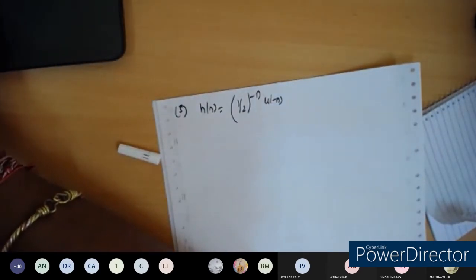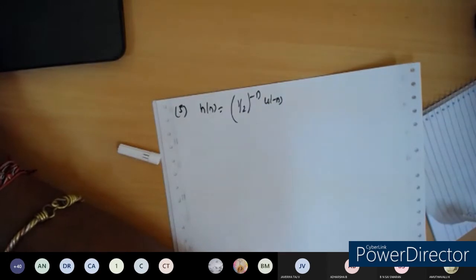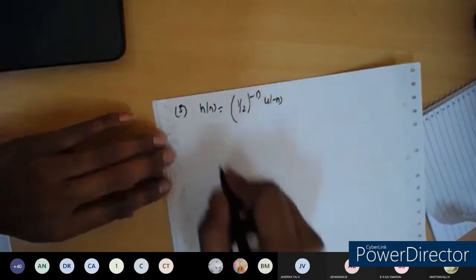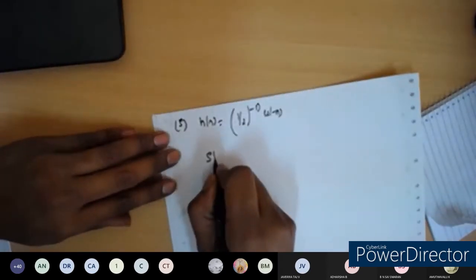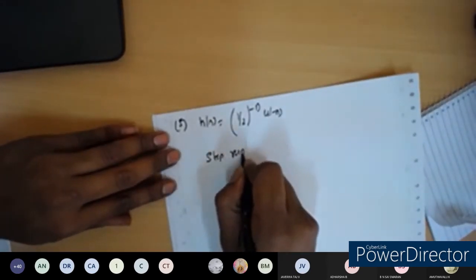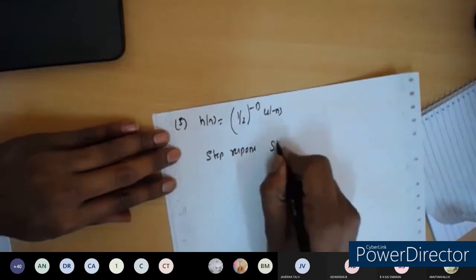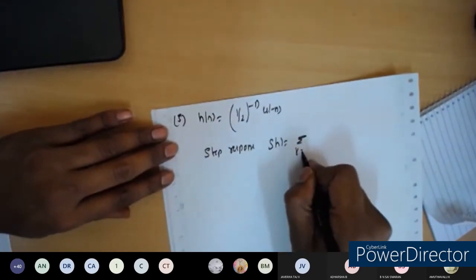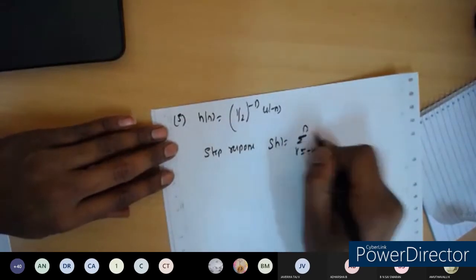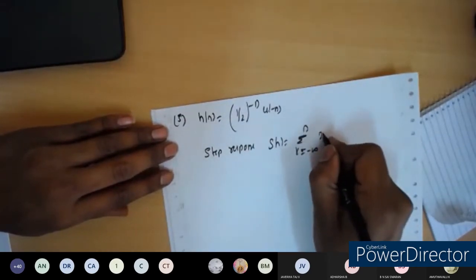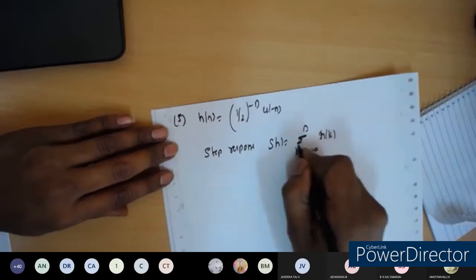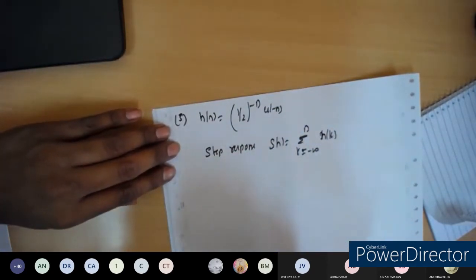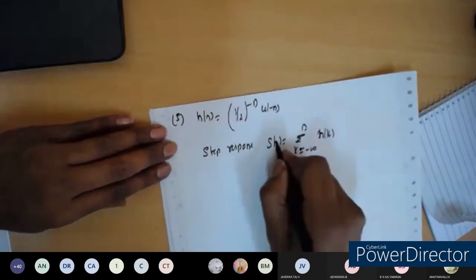Done. So let us write the formula for the step response. So this is a discrete time signal. S of n is equal to summation, k is equal to minus infinity up to n, h of k. So this is S of n here.